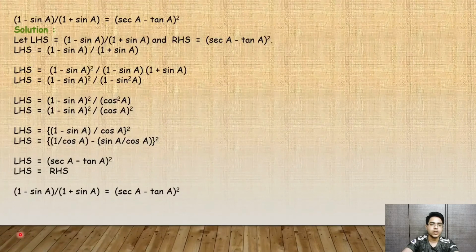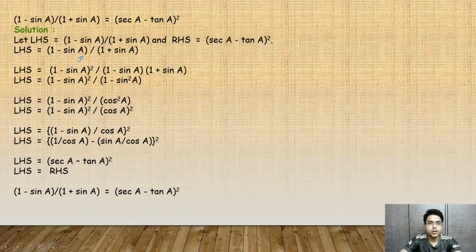Now turning to the next slide. Now in this sum, (1 minus sin A) divided by (1 plus sin A) is equal to (sec A minus tan A) bracket square. Here in the place of theta, any alphabet, any symbol can be coming. Here theta is replaced with A. Now LHS will be this term, and RHS will be (sec A minus tan A) bracket square. So LHS is equal to (1 minus sin A) divided by (1 plus sin A).